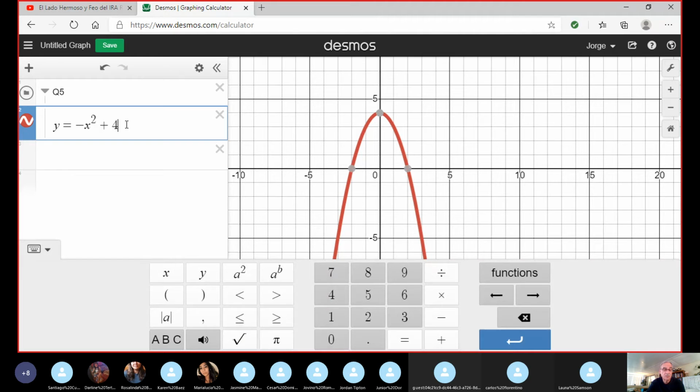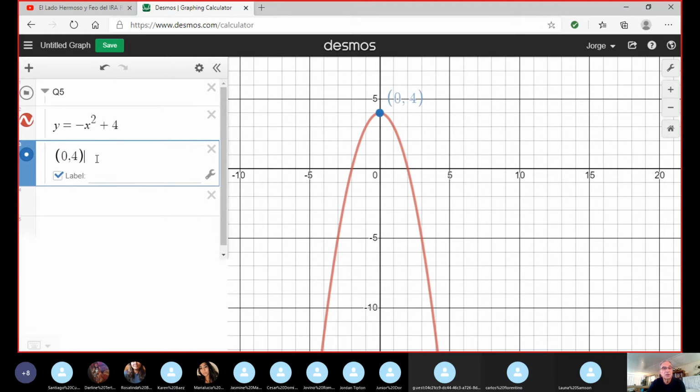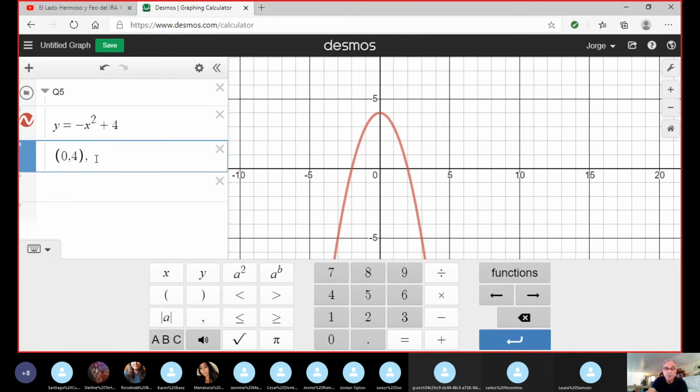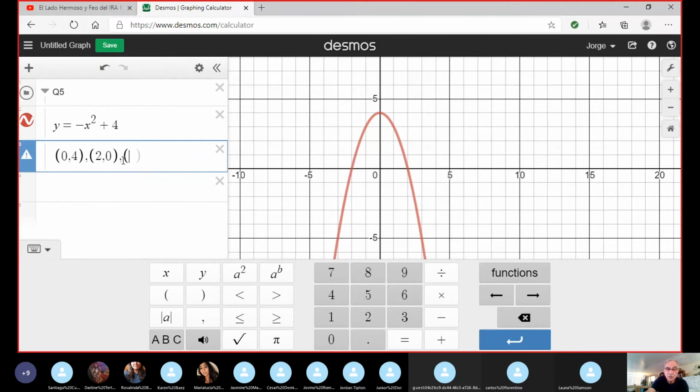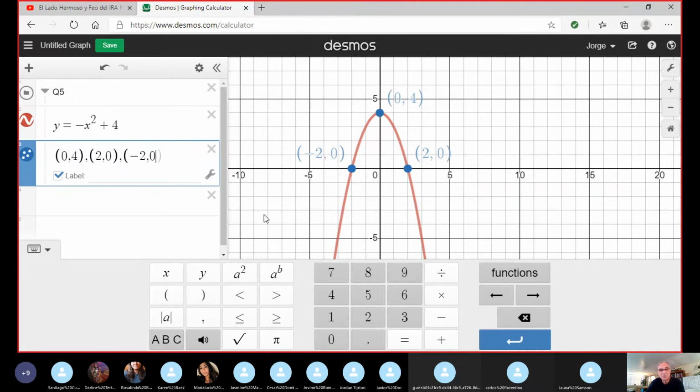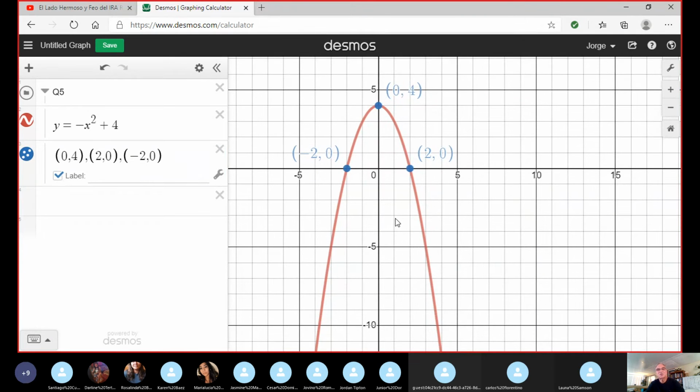If you want, you can put it here in another color, no? Remember the point 0,4, boom. And you put a label to indicate, and you put another point separated by comma, que es 2,0. Okay. Another one separated by comma, que es minus 2,0. Super. Done. No problema. I can verify perfectly.